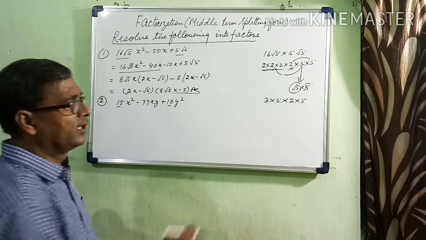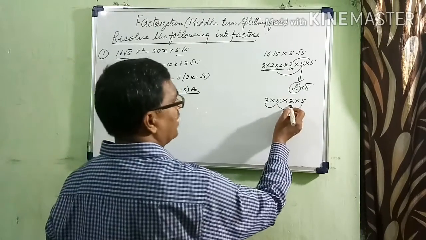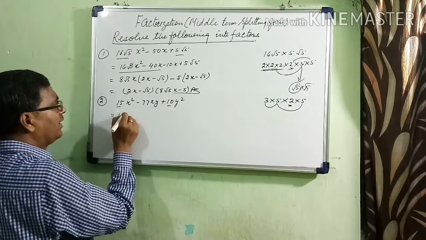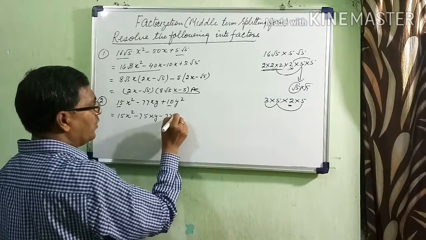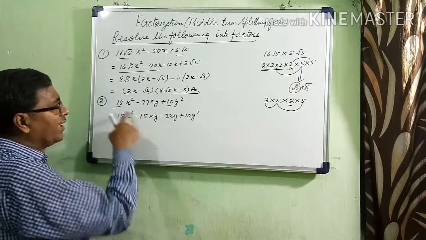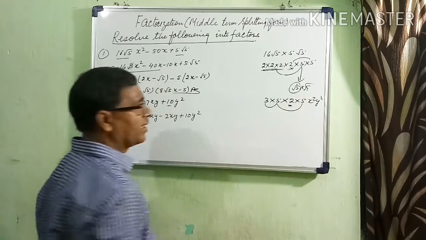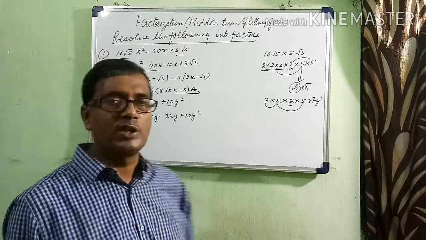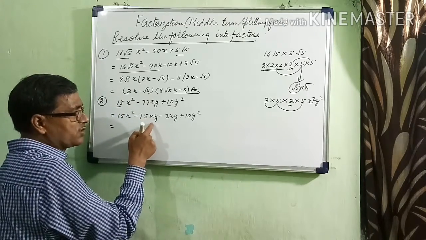How will it be? 5 into 5 into 3, 75. And here is what? Minus 2, minus 77. So it will be equal to 15x square minus 75xy minus 2xy plus 10y square. Now remember here I have taken xy. When you multiply this and this, it will be equal to how much? X square y square. So the 2 parts will be attached with the xy and xy. Then only xy into xy is equal to x square y square. So therefore it should be equal to minus 75xy minus 2xy.